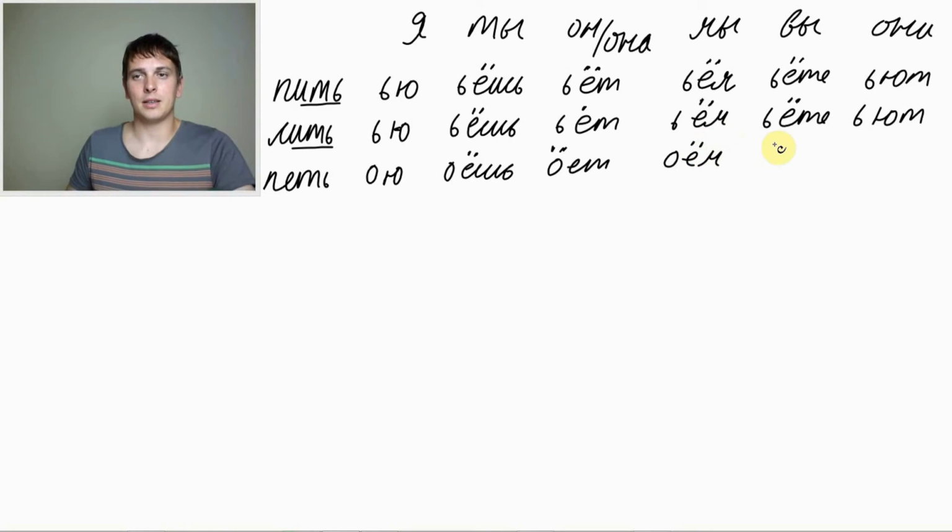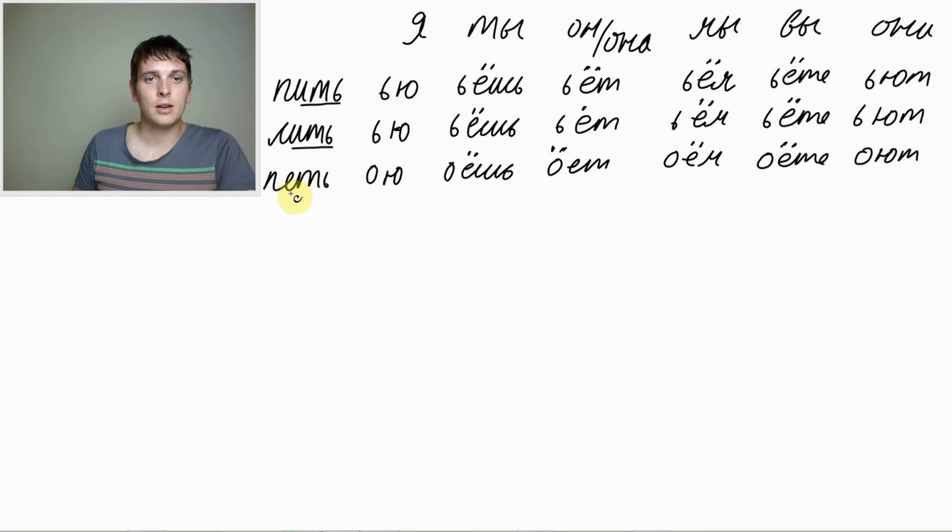We are singing. Вы поете. You are singing. And они поют. They are singing. So again, it follows the conjugation type number 1. We need to remove last 3 letters and put O between the ending and P.